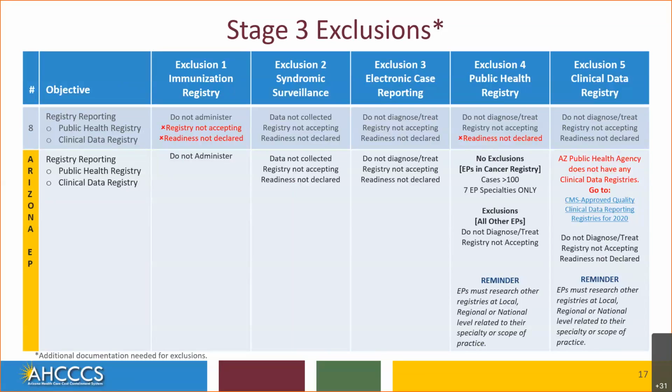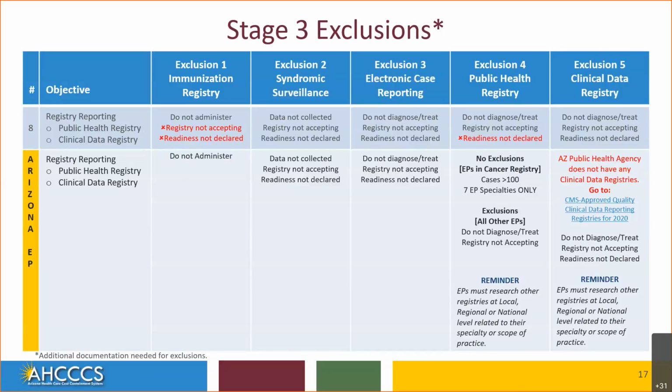If you go down to that bottom row, you'll see that this is specifically related to the state of Arizona, so it's showing that in Arizona, EPs can claim that exclusion for do not administer immunizations, but they can't claim those other two exclusions for registry not accepting and readiness not declared. So as you can see, that top row is kind of explaining and listing all the exclusions that are available to EPs throughout the United States. However, that bottom row is showing what specifically relates to Arizona EPs.